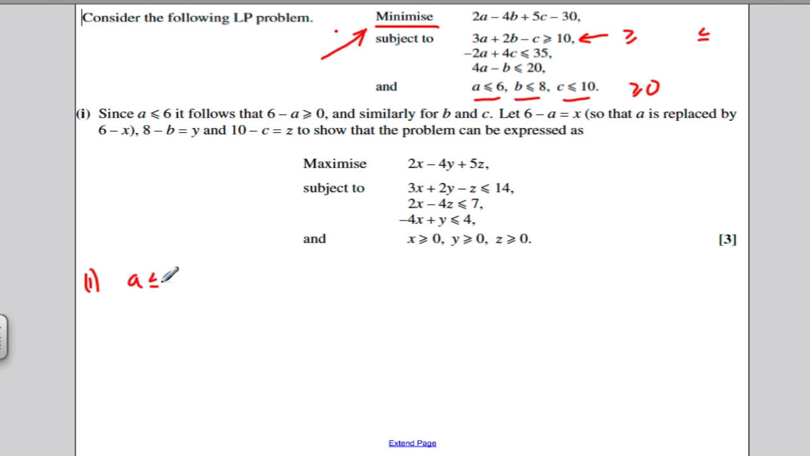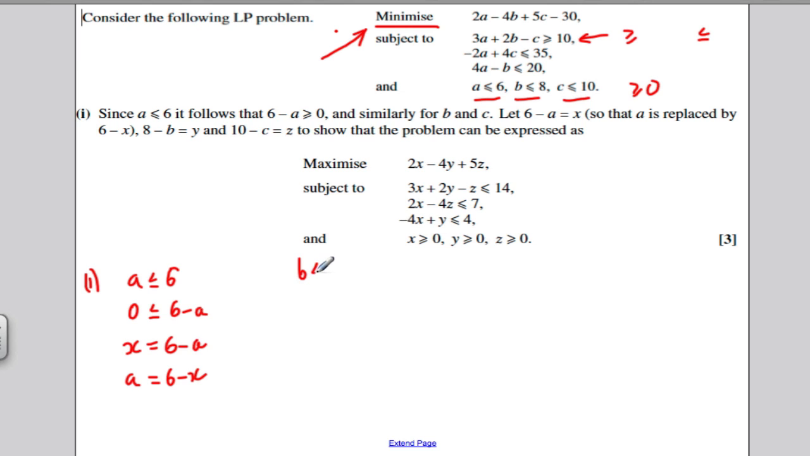The way it says to do that is, because a is less than or equal to 6, if we subtract a from both sides, you get 0 is less than or equal to 6 minus a. Now you've got something bigger than or equal to 0, and you can call that a new variable, say x, and let x be defined as 6 minus a. And in particular then, what would a be in terms of x? a would be 6 minus x. So you get all of that from using the inequality a is less than or equal to 6 and setting a new variable. We can do that with b and c as well.